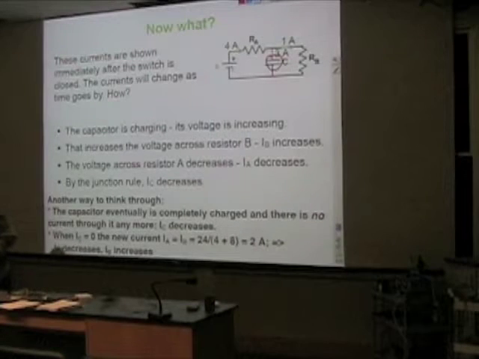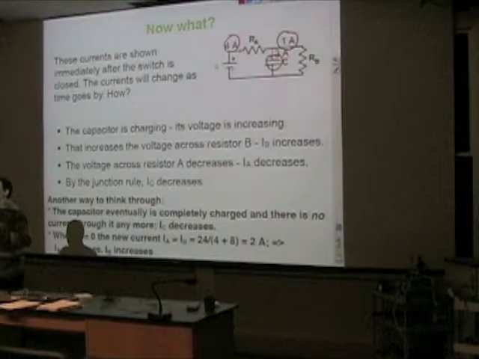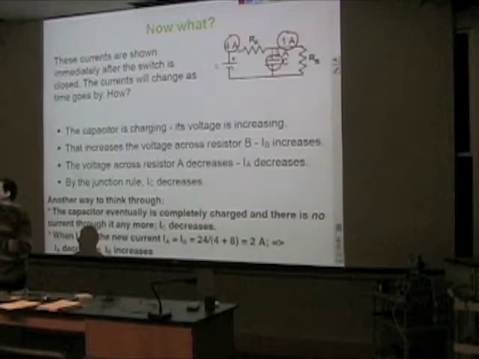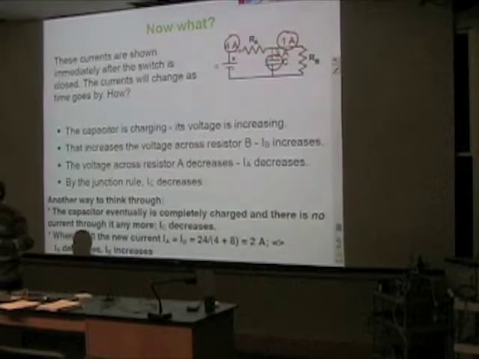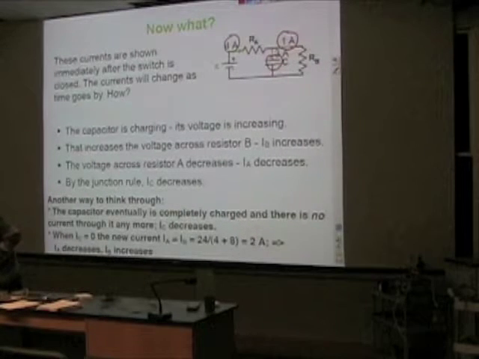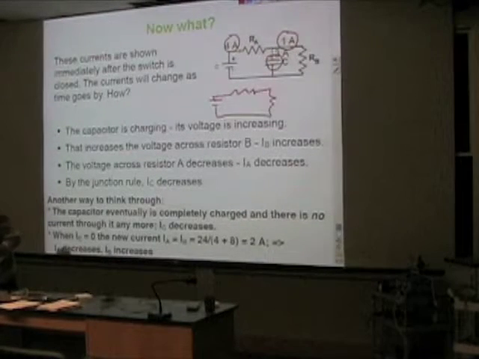What about these two currents? Well, again, if we wait long enough, we can just redraw the circuit without a capacitor, because eventually the capacitor just becomes a gap. We can redraw the circuit like that. And this is a simple circuit. We can apply Ohm's law.